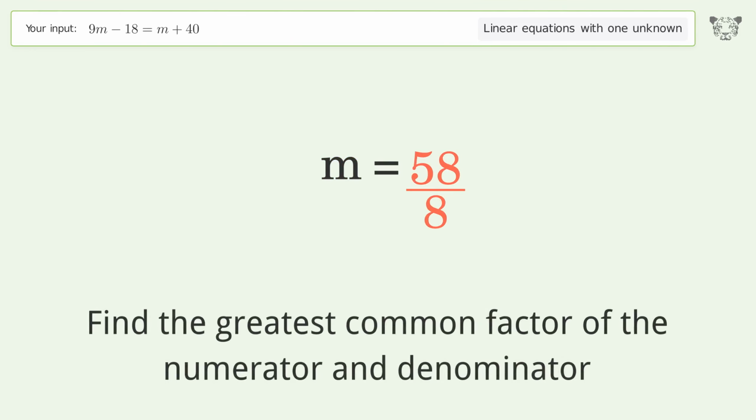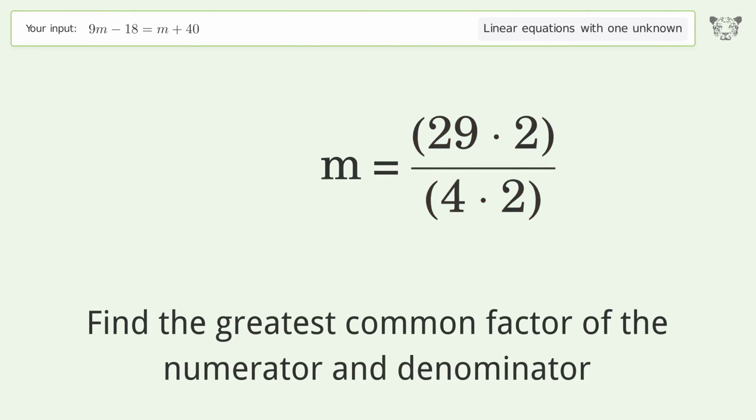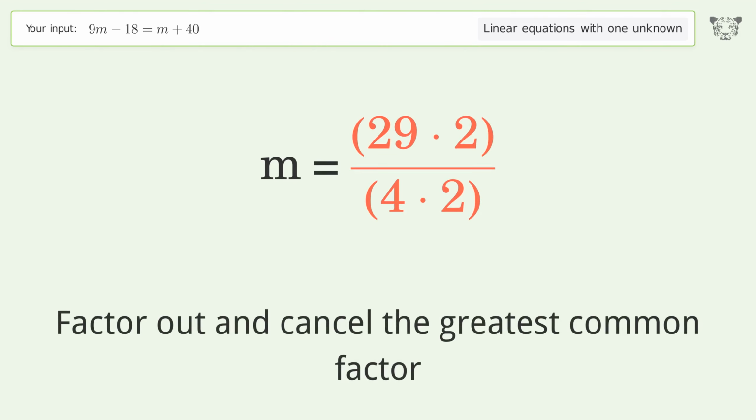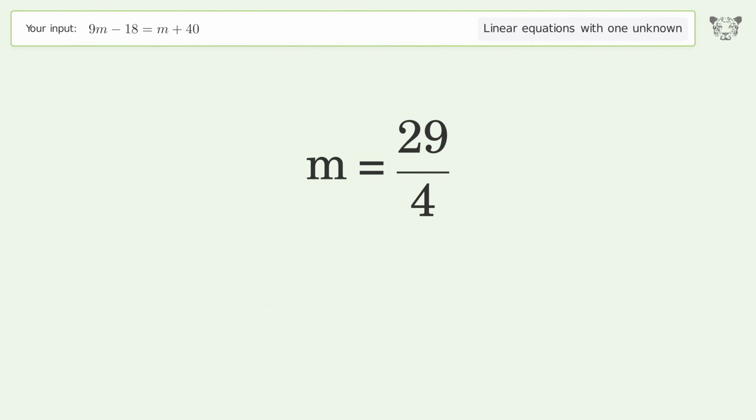Find the greatest common factor of the numerator and denominator. Factor out and cancel the greatest common factor. And so the final result is m equals 29/4.